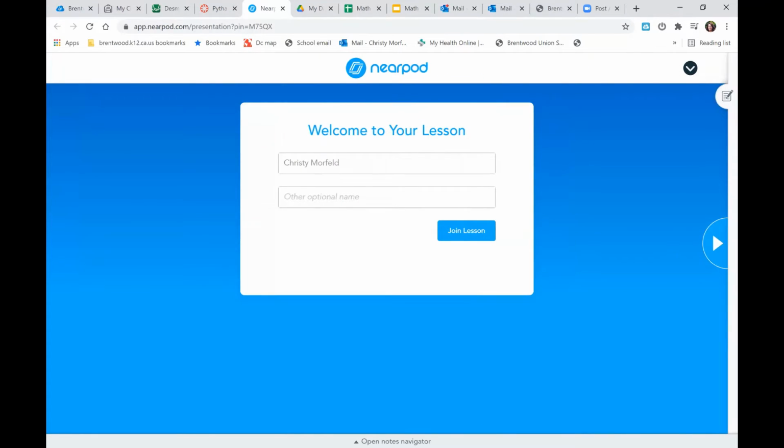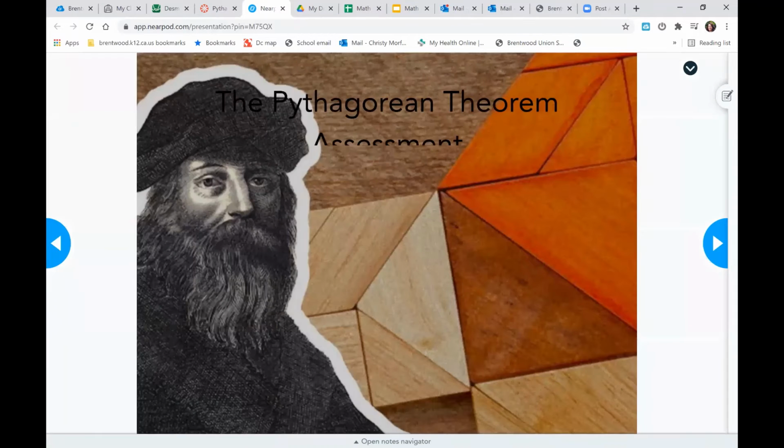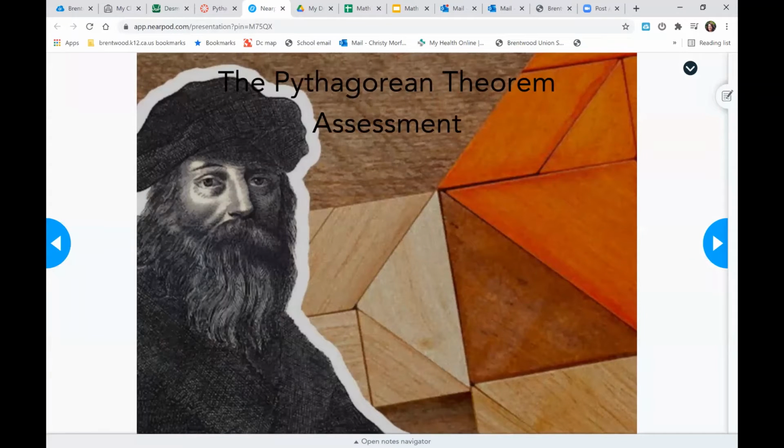Once you click on it, it should say, welcome to your lesson. And all you need to do is click on join lesson, unless you want to put a different name here. So if you prefer to, change your name right here to something that I usually call you, then go ahead and put it there. Then you're going to click on join lesson. And you should see a picture of Pythagoras, and you should see the Pythagorean Theorem assessment and a bunch of triangles in the background that are different colors.